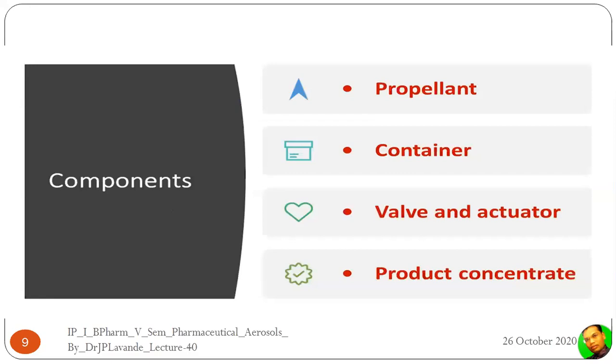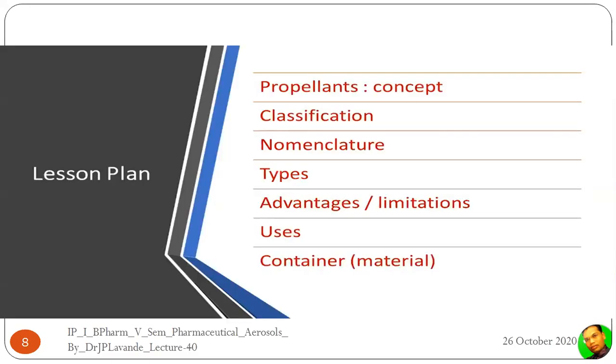In order to achieve these learning outcomes, our lesson plan will move like this: the concept of propellant, then the classification of propellants, how propellants are nomenclatured, the different types of propellants, their advantages, limitations, uses, and the different container materials that are used for aerosols.